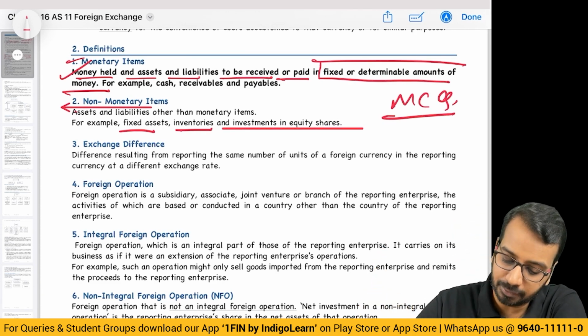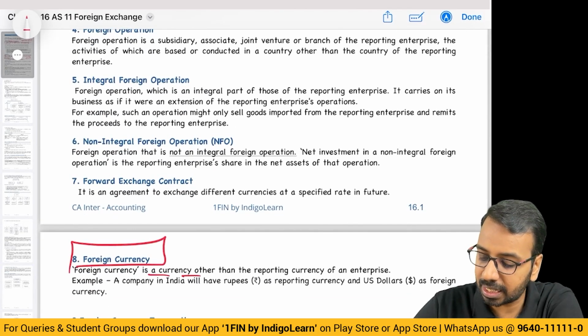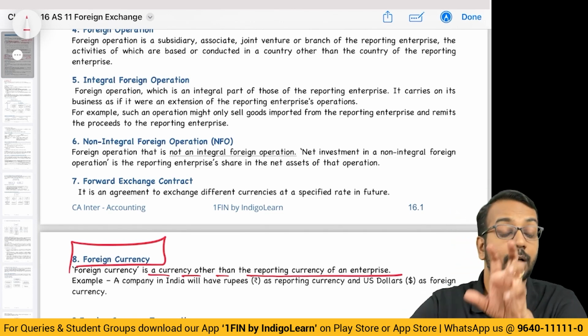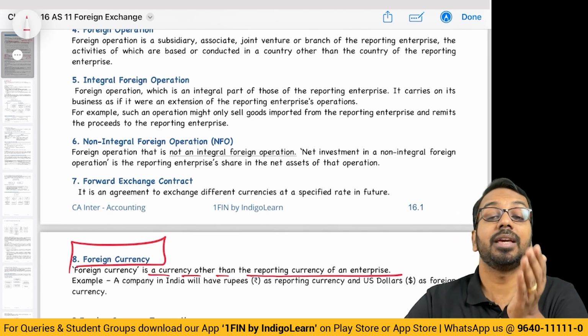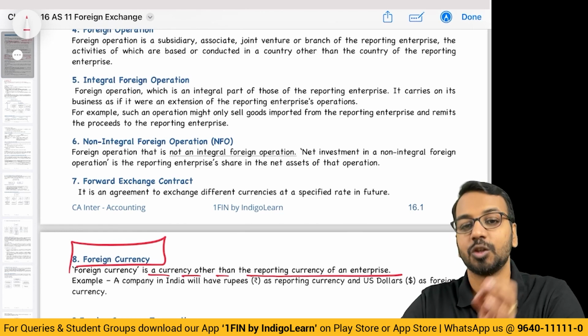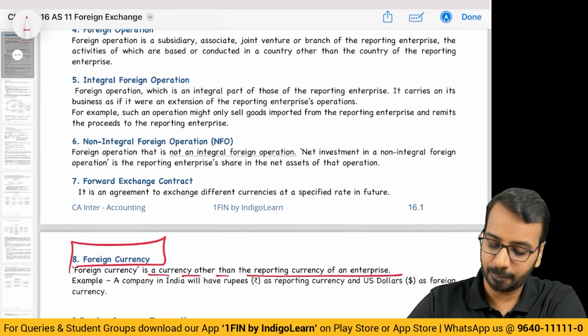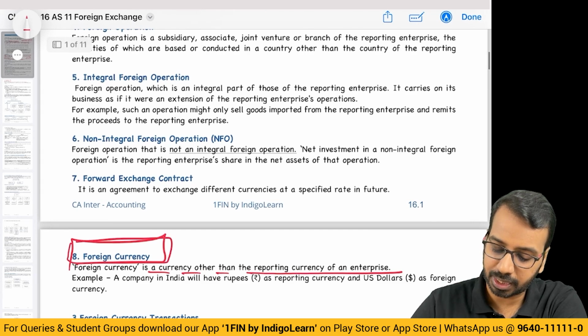Okay. Then foreign currency is a currency other than the reporting currency of an enterprise. Now, if a company is registered in India, we have to report our financial statements in INR. So, INR becomes our reporting currency. The currency other than INR becomes a foreign currency.